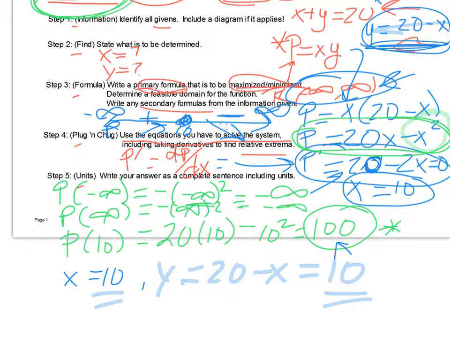So when both numbers are 10, then we have a maximum product of 100. I did not write that in a complete sentence. I said it as such. There aren't units, so we don't need to include those. But that's how you do a problem like this, and that's the thought process you think through.